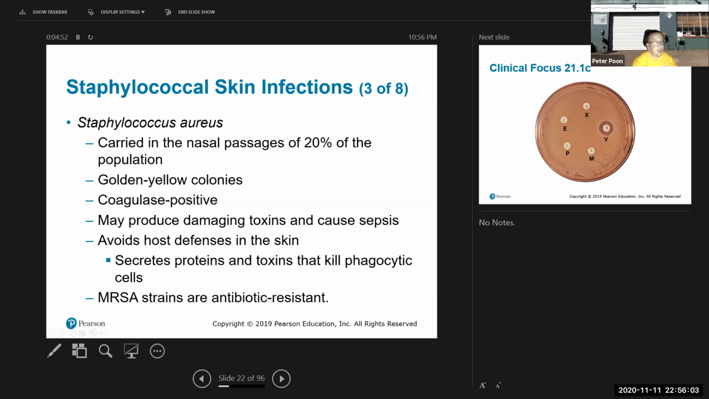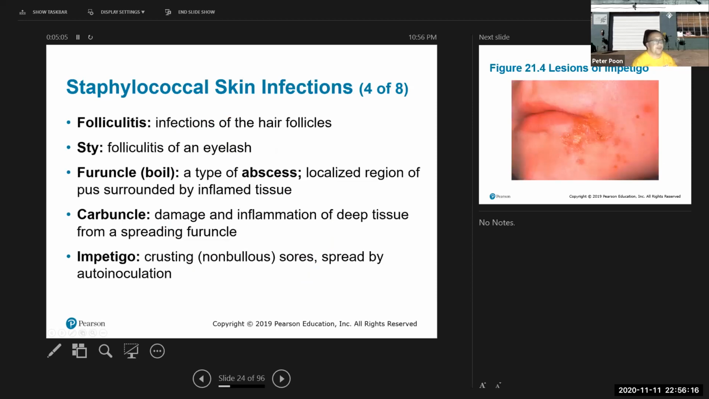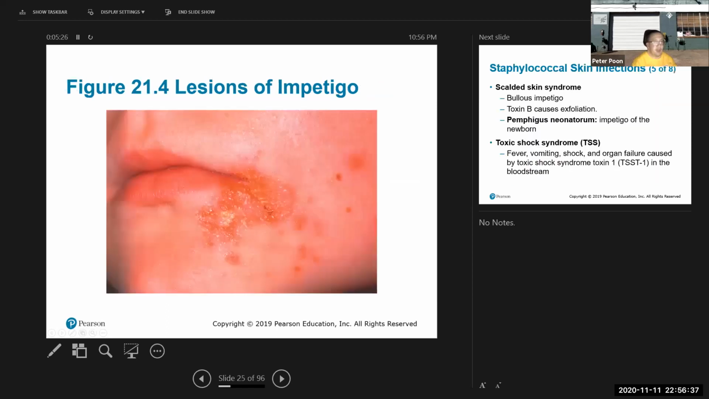And then MRSA, this is MRSA. The only thing that they're resistant to is vancomycin. Among these staph infections, folliculitis is an infection of skin follicles. A boil is a localized regional pus. I'm sure you've seen boils before. Impetigo is this stuff, this type of crusty lesion here.